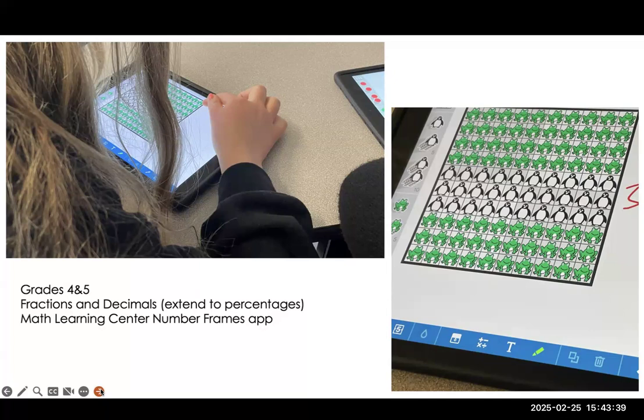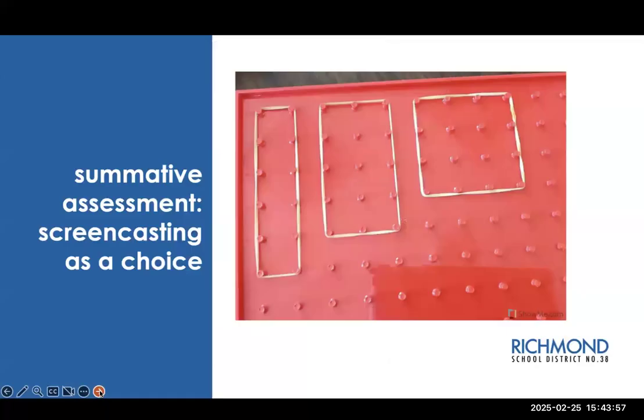And then they can insert different circles, or here they've inserted little frogs and penguins to represent 30 hundredths or 70 hundredths, and write the fraction and write the decimal equivalent as well. And then take a screenshot of that, and then that can be posted again and shared with their teacher. So here's an example of a screencast.